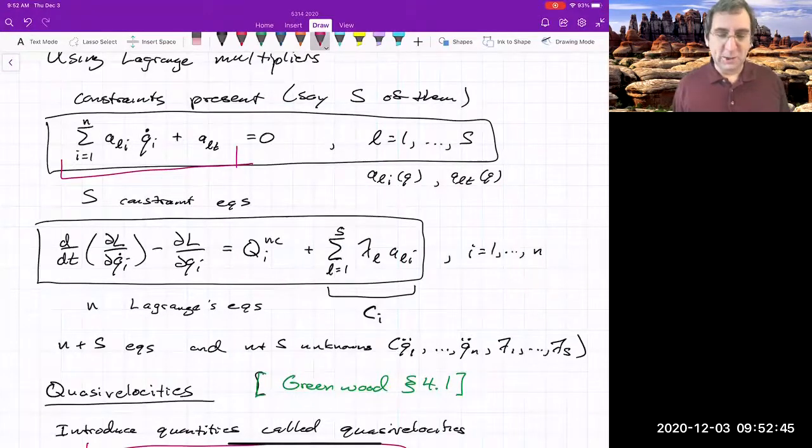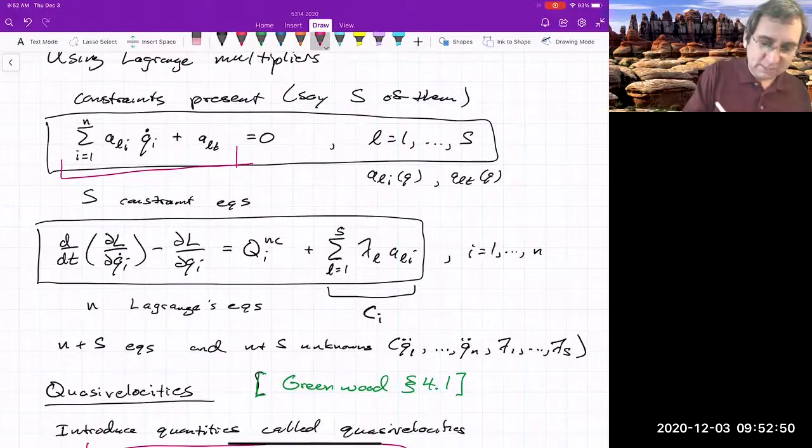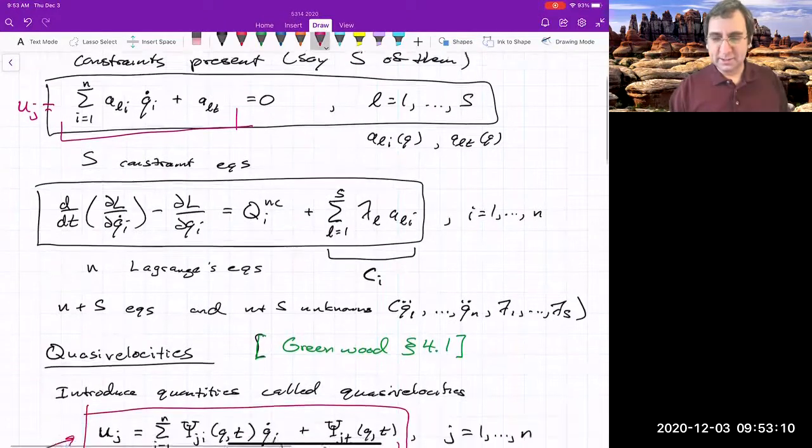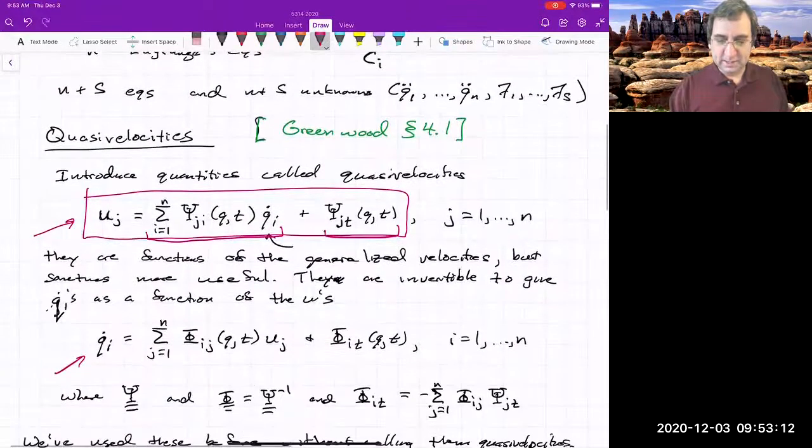So you could actually pick quasi-velocities. You pick some quasi-velocities so that they are exactly in the direction of these constraints, so that they're always equal to 0. And then the remaining quasi-velocities are free to vary. So that's sort of the trick.